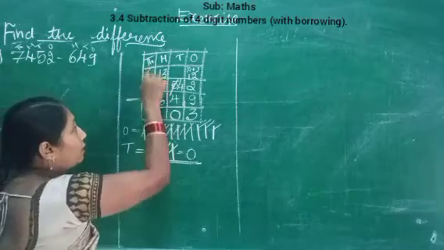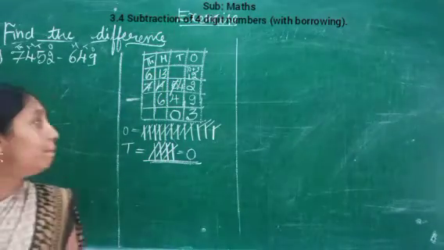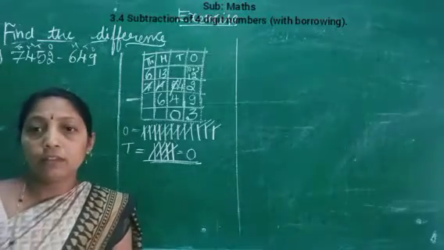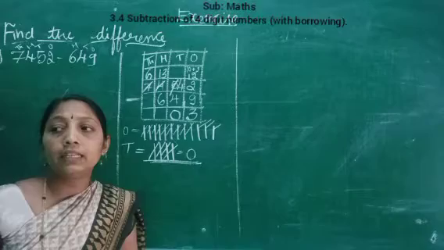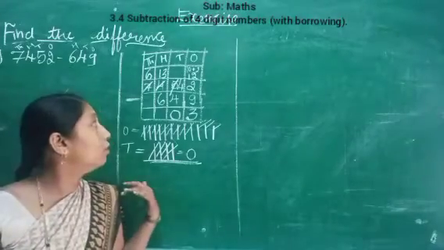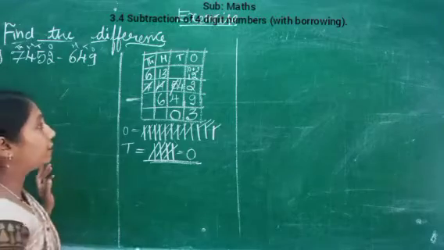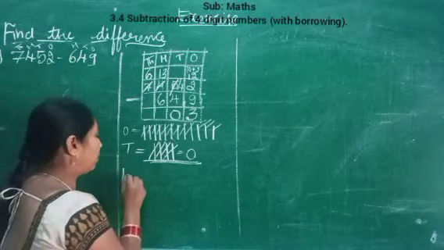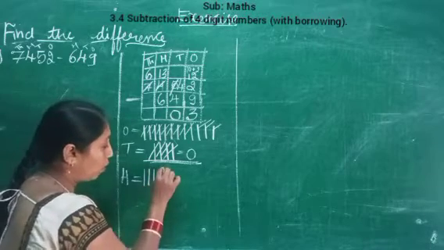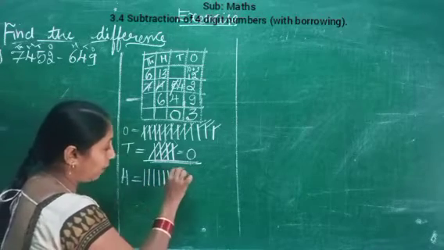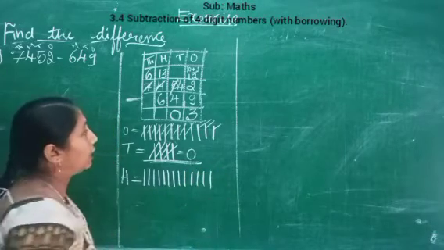It comes the 6. Okay children, 1300 minus 6, easily we subtracted it. We draw the 7. 13 lines in 100 place. 1, 2, 3, 4, 5, 6, 7, 8, 9, 10, 11, 12, 13.